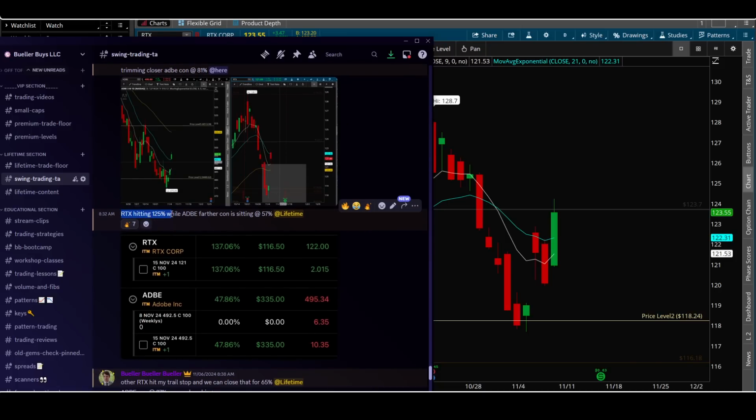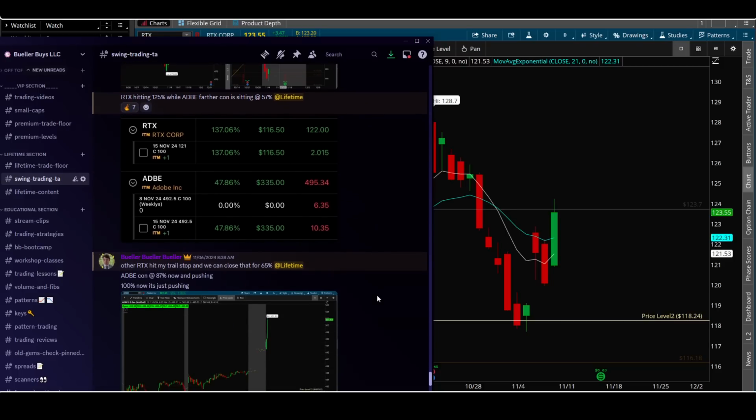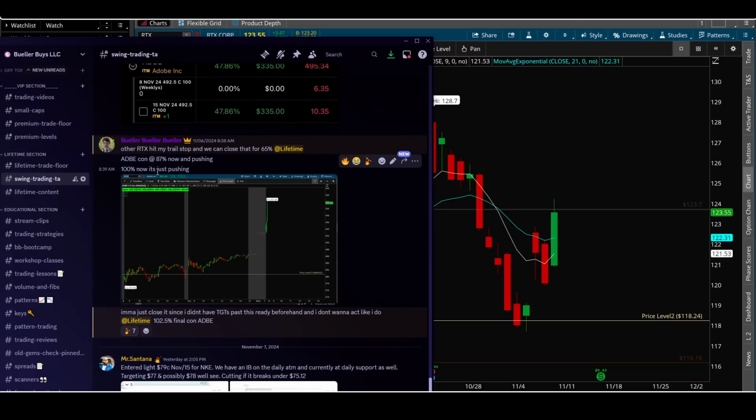RTX on our move up ended up hitting 125%. The farther contract on Adobe was 57. Right after I typed that, they started rallying more. So we ended up hitting 102% on Adobe. And for RTX, we ended up closing that last one out at 65%. Sorry, I couldn't find it. But yeah, these are the results from our trades.